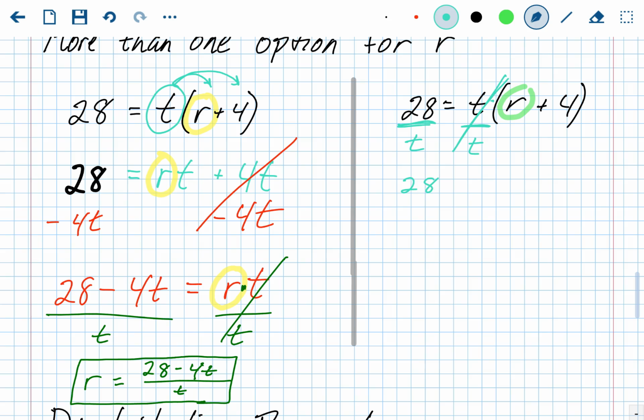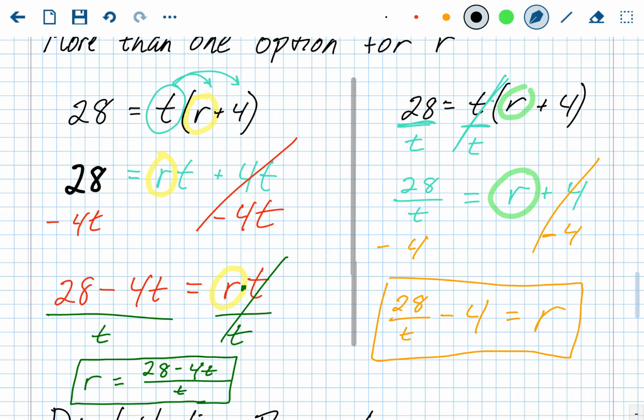That leaves me with 28 divided by t equals r plus 4. We don't need the parentheses anymore because they're the only things on that side. So now r is by itself, but it's being added, there's that plus 4. So all we have to do is get rid of that plus 4. We'll do that with a minus 4. 4 minus 4 goes away. Whatever we do to the right, we have to do to the left. And now you have 28 over t on the left minus 4 equals r by itself. This is also right.